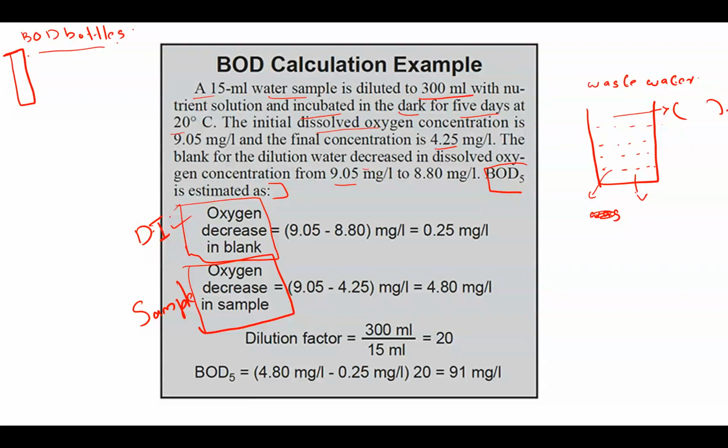So why we have to collect the sample in the BOD bottles is that these are specifically made for the measurement of BOD, and they are airtight so that more oxygen cannot enter into the sample. It will be airtight, so that we get to know our BOD in an accurate manner.